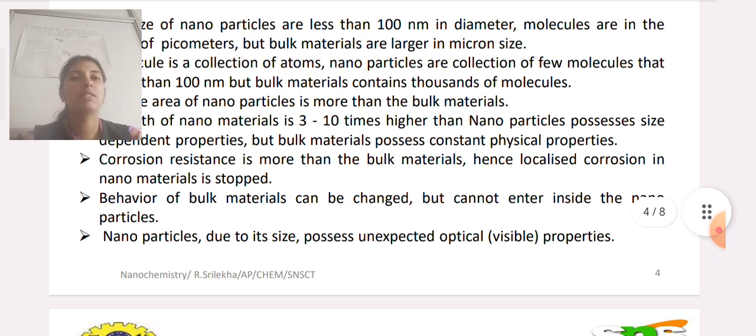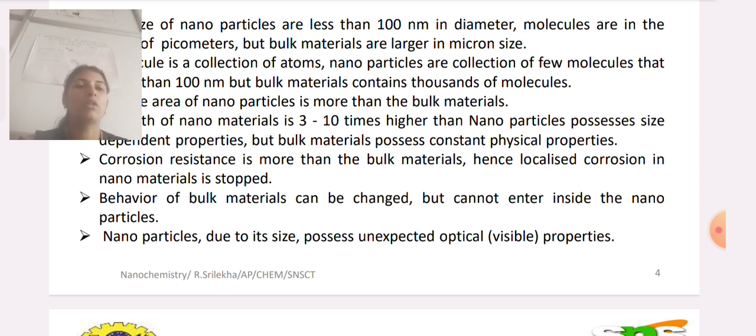Behavior of bulk materials can be changed but cannot enter inside the nanoparticles. Nanoparticles, due to their sizes, possess unexpected optical properties. So the size of nanoparticles is 1 to 100 nanometers, and bulk materials are 1 to 10 micrometers. Formation is by a few molecules, versus more than 1000 molecules. Surface area is very high, and for bulk materials it is low. Ductility is high and low. Strength, hardness, and toughness are very high and low. Corrosion resistance is high, low. Wear resistance high, low. Density low, high, and melting point low, high.